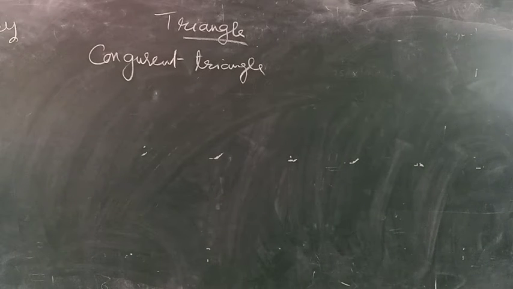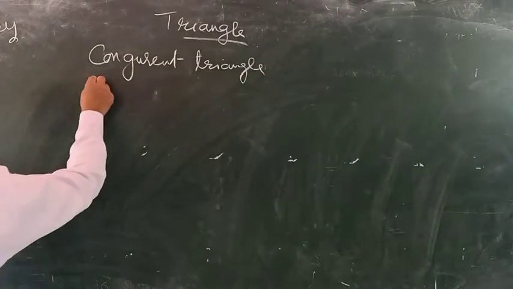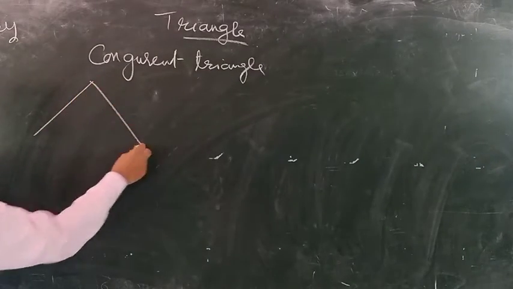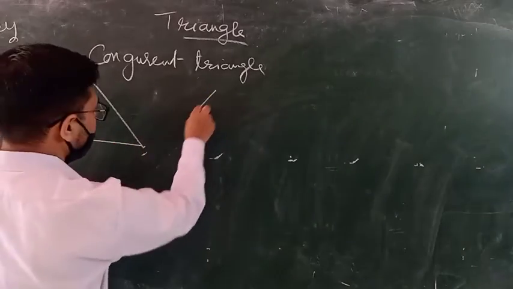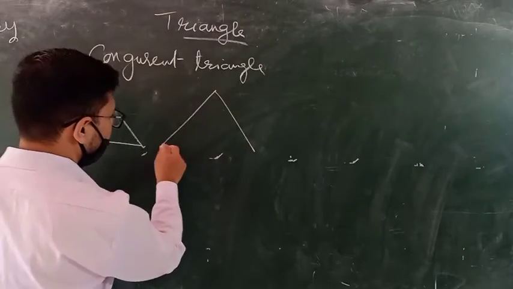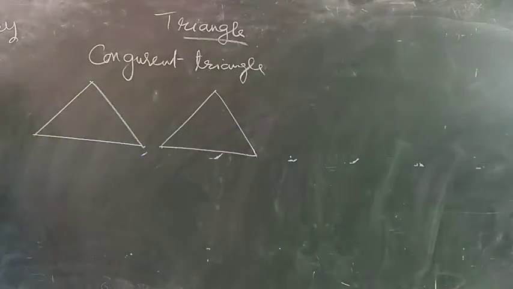It is on page number, I think 109, right? So congruent triangles. Let's say you have two triangles. Now please don't write while I am teaching. Let's say these are two triangles.